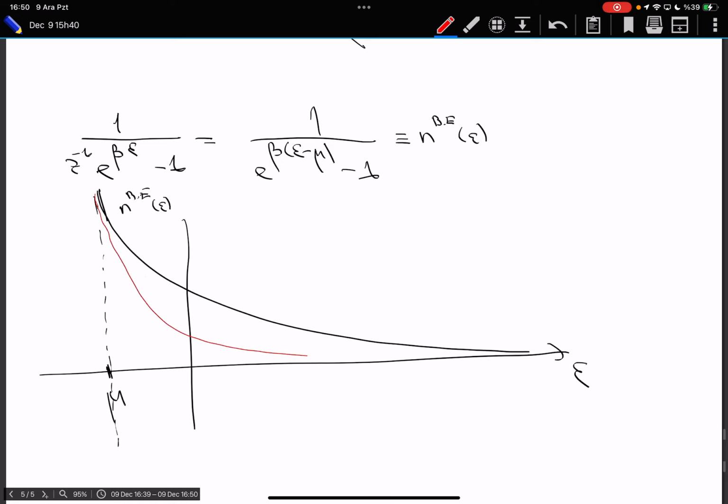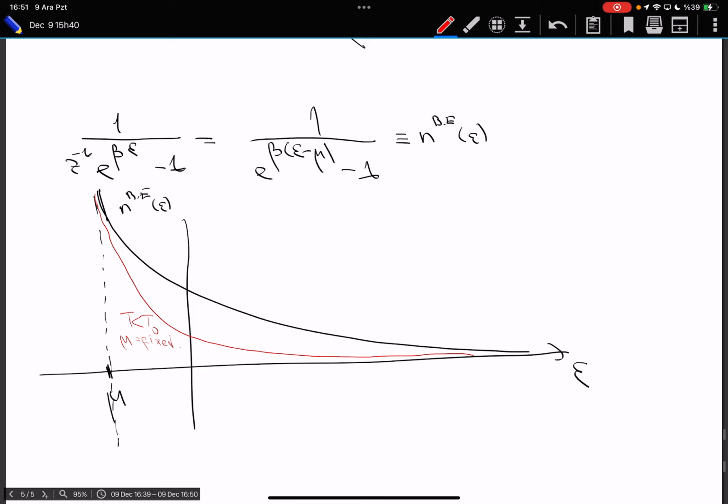So this is what it will look like at a lower temperature. Let me just say this is T0, this is T less than T0, mu fixed. But remember, the area below this curve has to be equal to the number of particles. But if I just lower the temperature, the area is now smaller. I have to increase the area somehow.